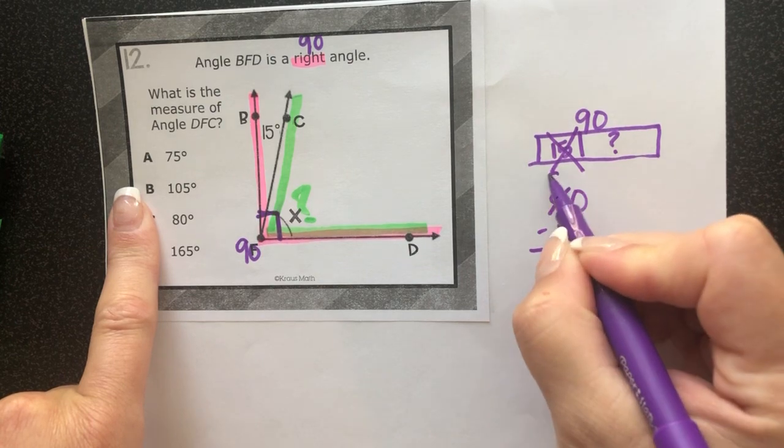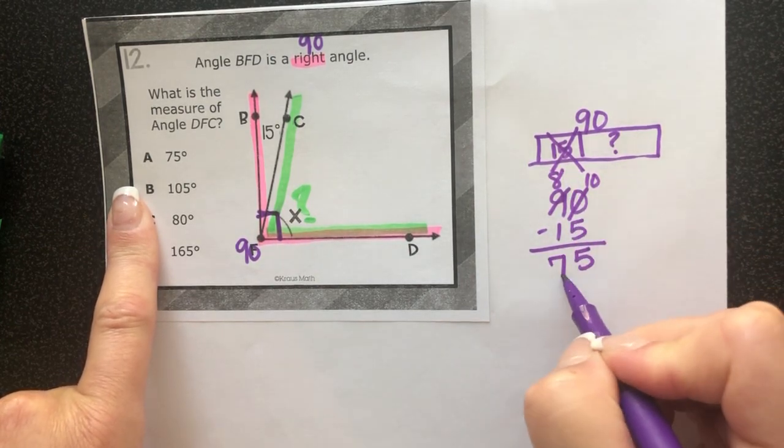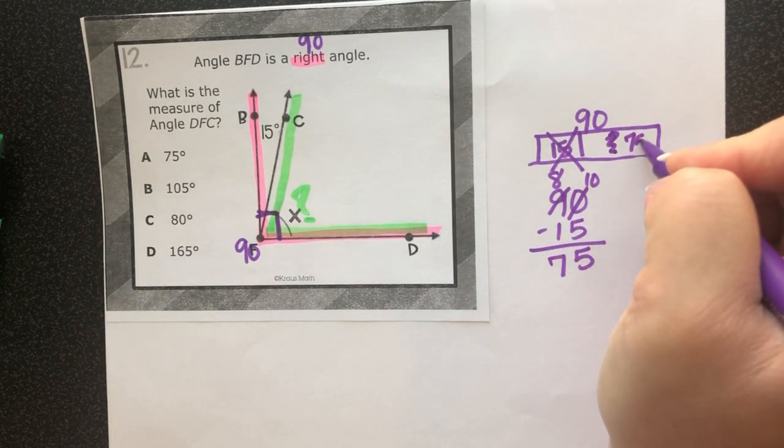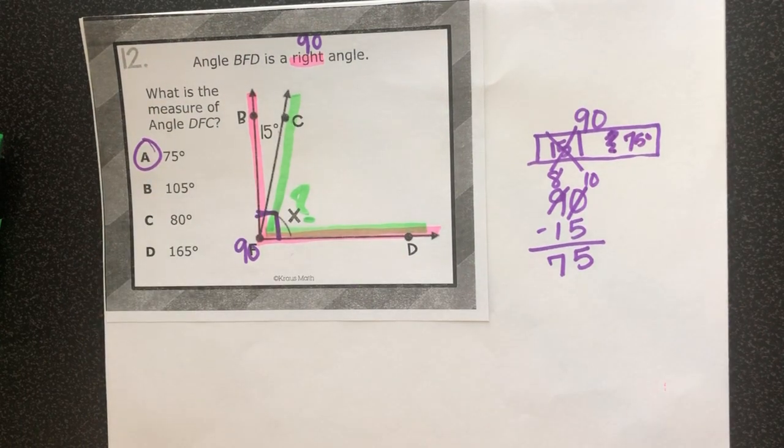Can't subtract that. This becomes 8, this becomes 10. That would be 5, that would be 7. So my missing part here would be 75 degrees. Okay, so angle DFC is 75 degrees.